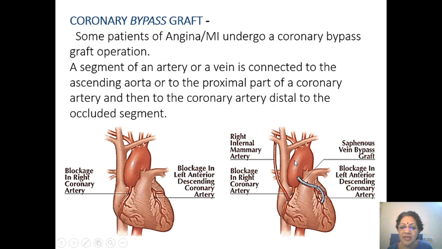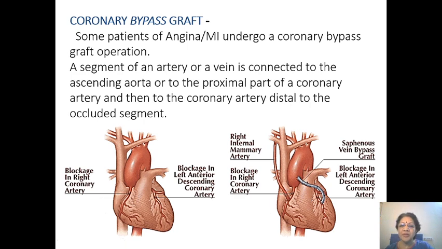So in this particular diagram, two are shown. One is you take an internal mammary artery. This right internal mammary is a branch of the subclavian system. It's outside of the pericardium. But this internal mammary artery, as far as the heart is concerned, while it is in the thorax, is lying on the pericardium, external to the pericardium of the heart.